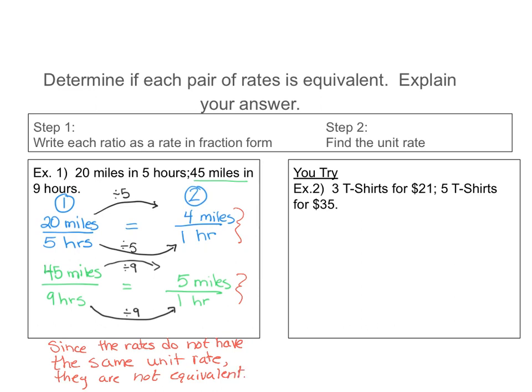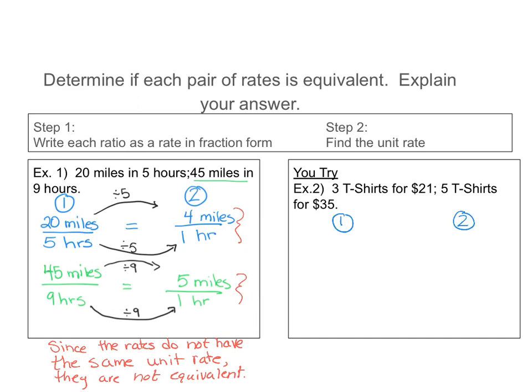Okay, now I want you to go ahead and try this second example on your own. Go ahead and pause it and see if you can do it on your own. So the first step that you should have done is set up each ratio as a rate, okay? And then the second step is to create it into a unit rate.